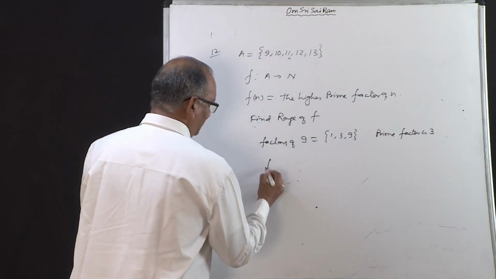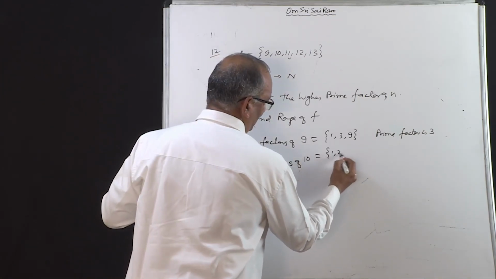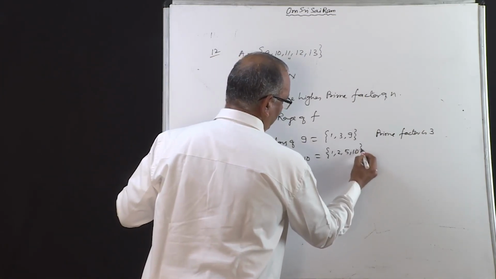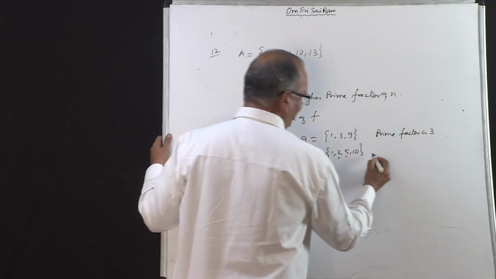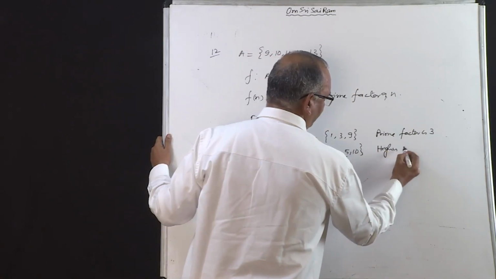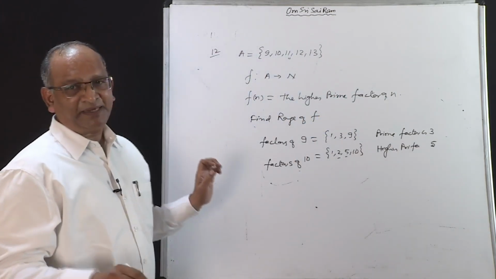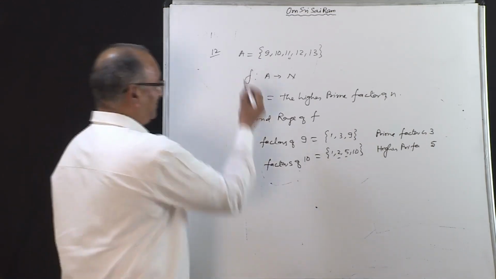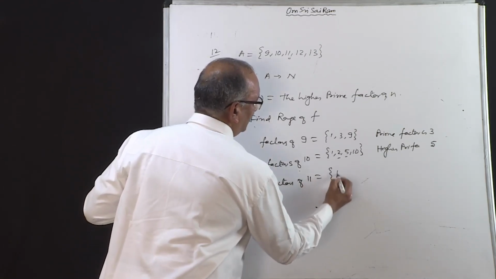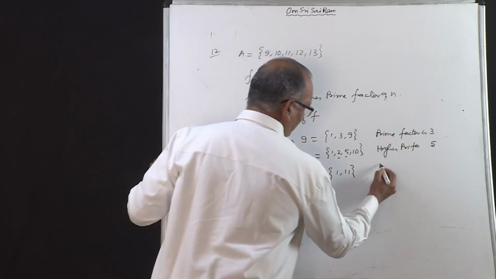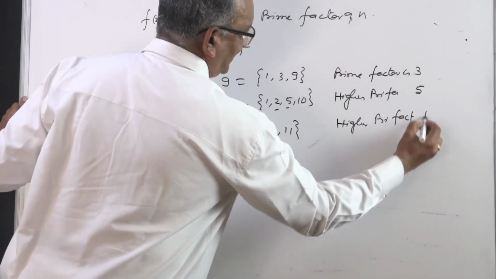Take the next number, factors of 10. You can divide 10 by 1, 2, 5, 10. Among them, which are prime factors? 2 and 5. He says highest prime factor is 5. 2 and 5 both are prime factors, but the highest prime factor is 5. Next number is 11. Factors of 11 are only 2, because 11 itself is a prime number. So the highest prime factor is 11.